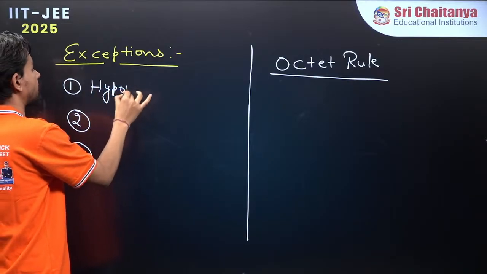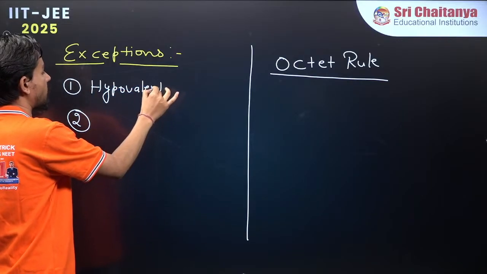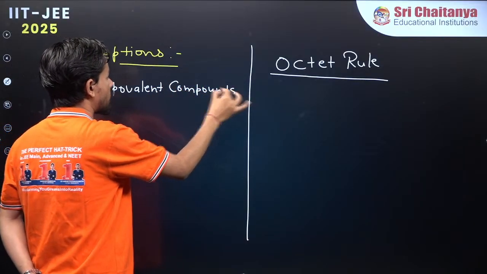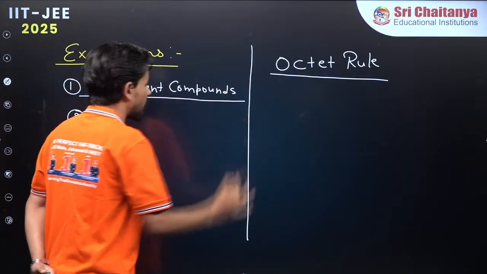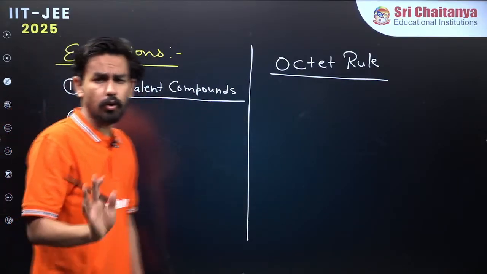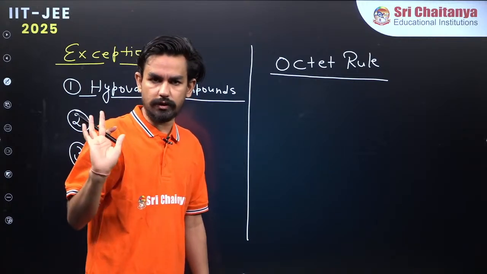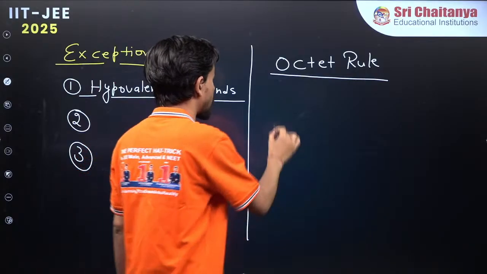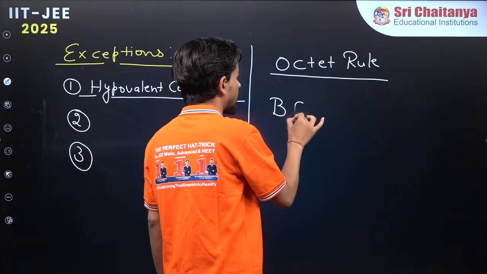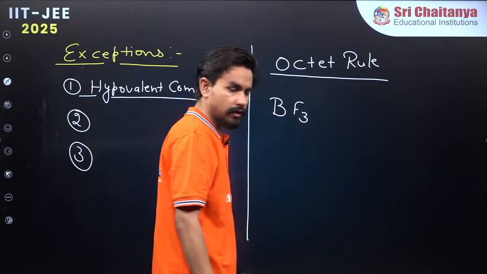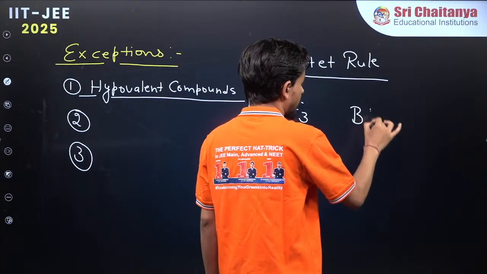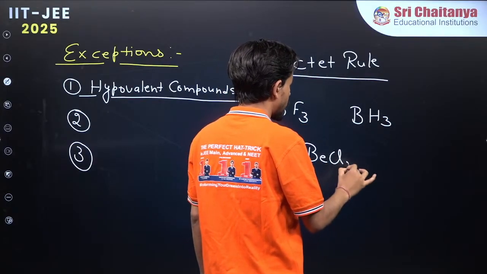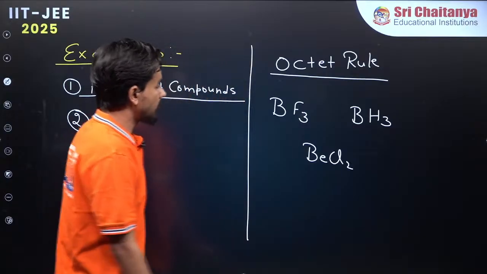Some of them are known as hypovalent compounds. What are hypovalent compounds? These are the compounds which exist, but they do not have 8 electrons in their outermost shell. Examples are BF3, similarly BH3, similarly BeCl2 kind of compounds. Let us draw them one by one.